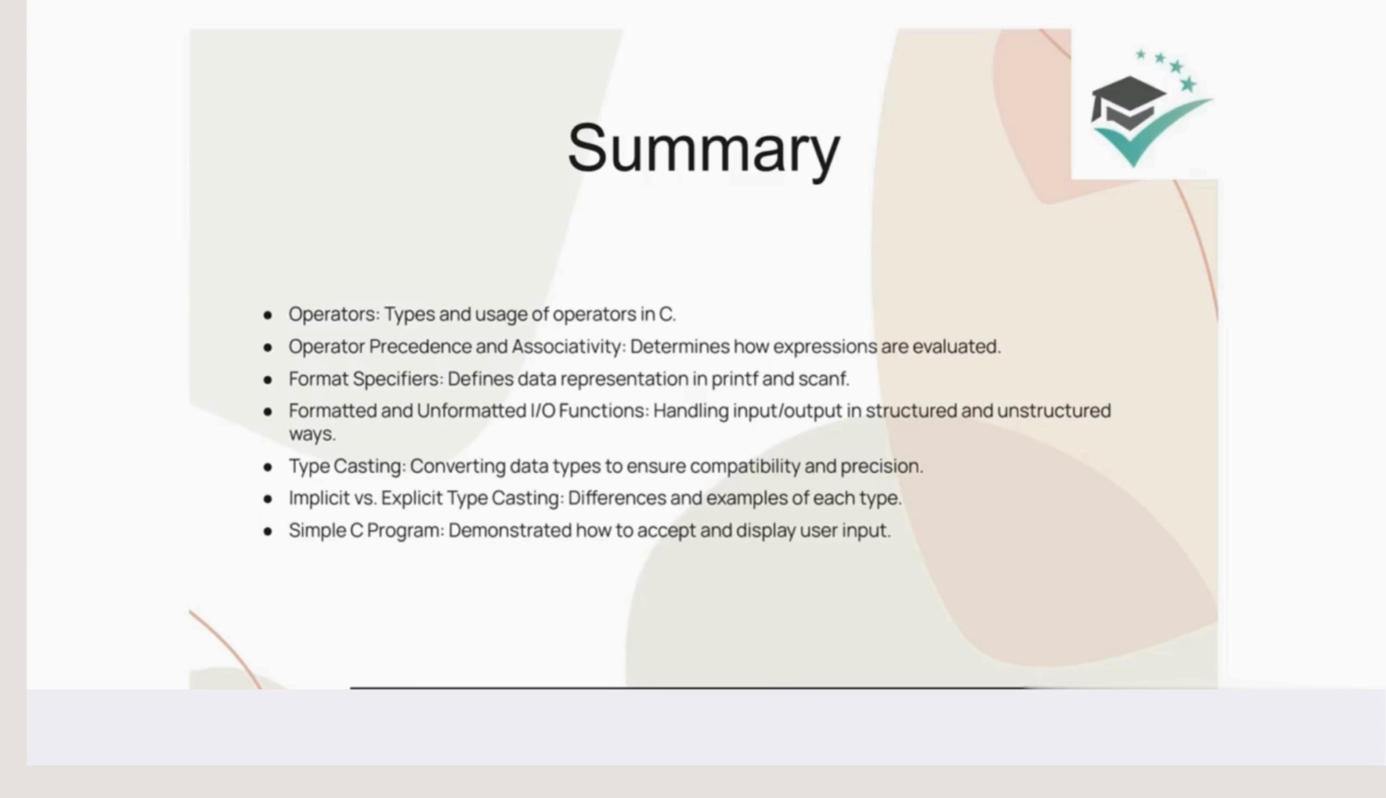Format specifiers are used to print and scan the values using printf, scanf functions. And formatted and unformatted IO functions are used to handle input-output statements in structured or unstructured ways, as we had seen. There are two main types of typecasting available, which are implicit and explicit, and typecasting is nothing but ensuring the compatibility and getting good precision level results from the expression. We have also demonstrated a simple C program just to accept and display the value from the user and handle it.